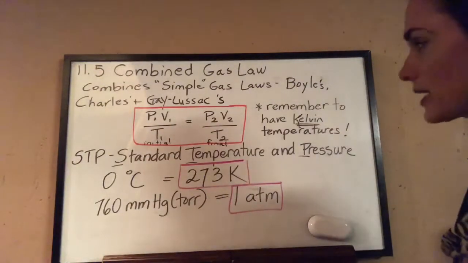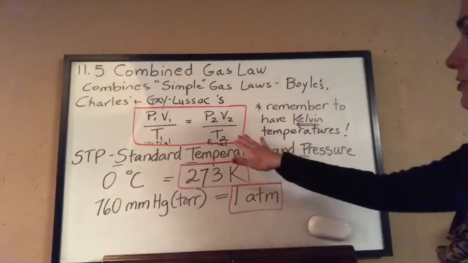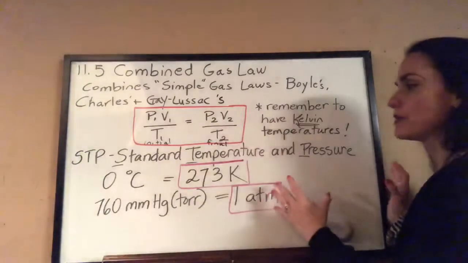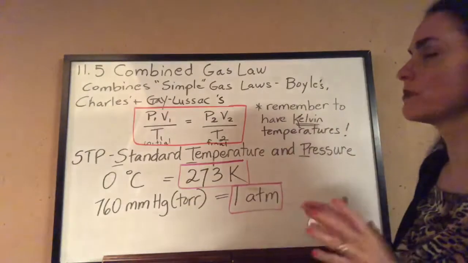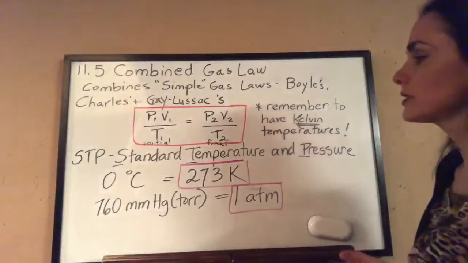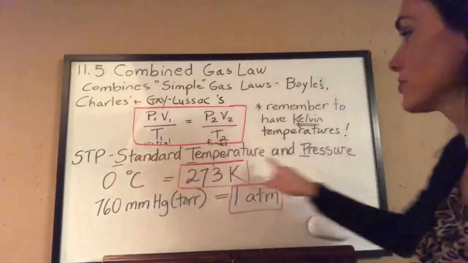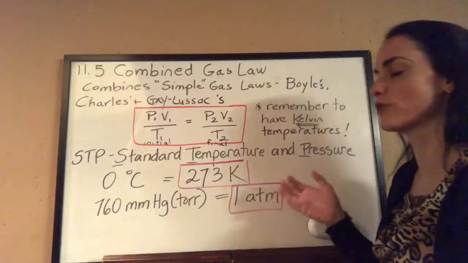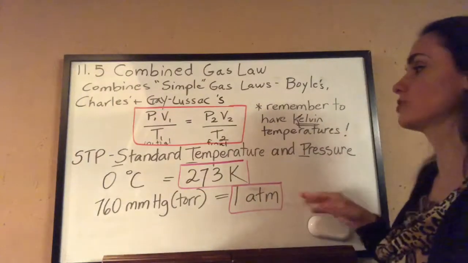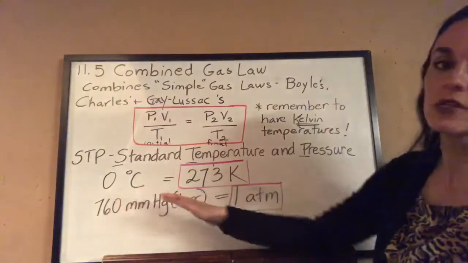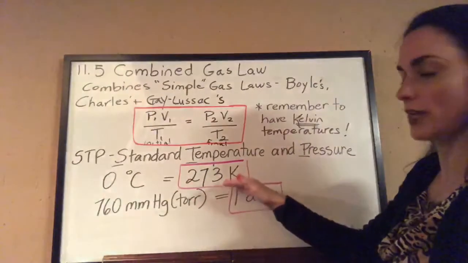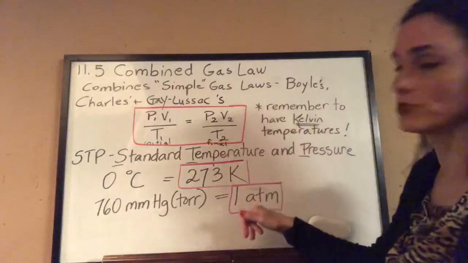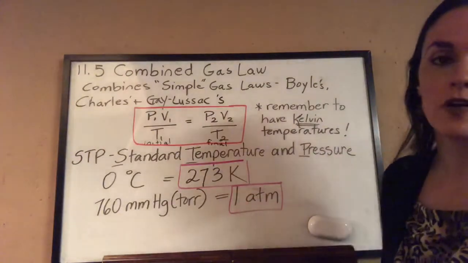You need to remember again with the temperatures to have them in Kelvin. And sometimes you have this term STP come up when you're doing combined gas law problems. STP means standard temperature and pressure, and it refers to the following conditions: a temperature of 0 degrees Celsius, which we automatically would use the Kelvin equivalent, 273, and the pressure that it equates to is the standard 1 atmosphere of pressure.